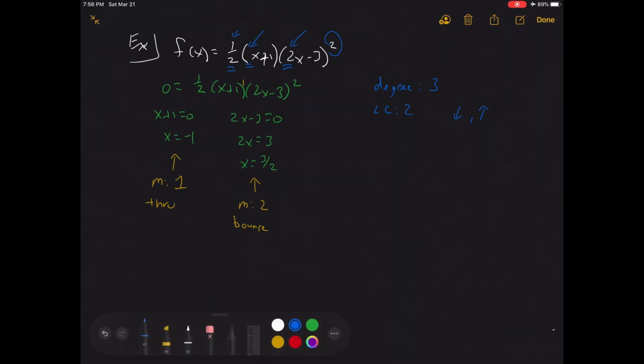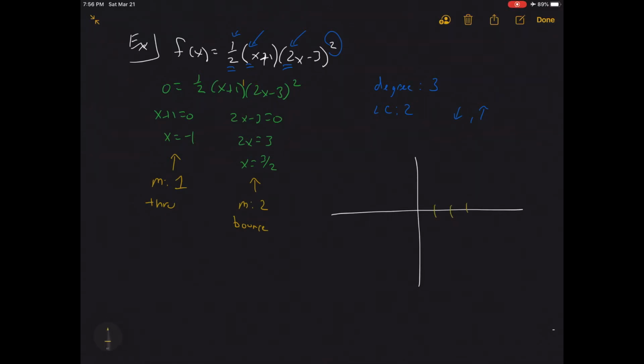So let's take a look at the sketch of what this would look like real quick. 1, 2, 3, 4, 5, 1, 2, 3, 4, 5. Doesn't have to be perfect, just trying to get a general idea. So I know my zeros are going to be x equals negative 1. There's one of them. X equals 3/2, which is 1 1/2, so it's going to be about right there. Now the one thing I do know is the end behavior. End behavior has to start down. So from here it's got to go down, and then it's got to finish up.